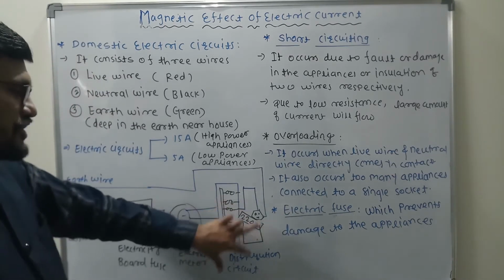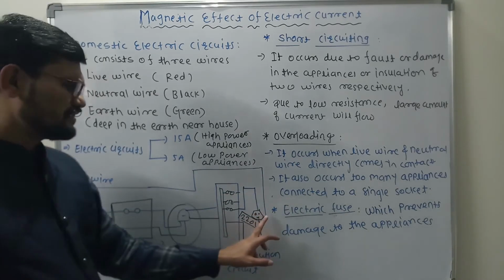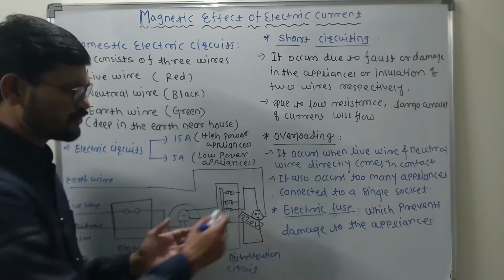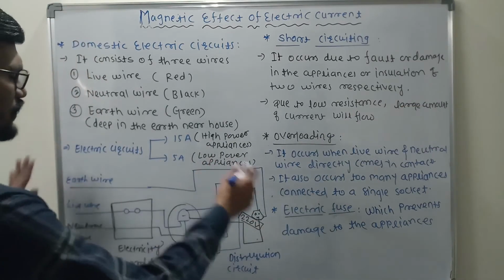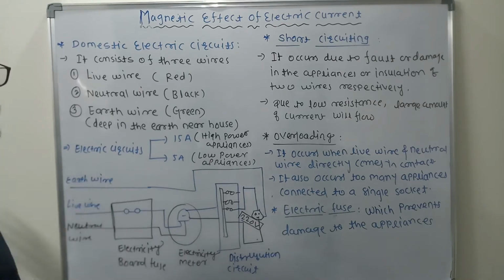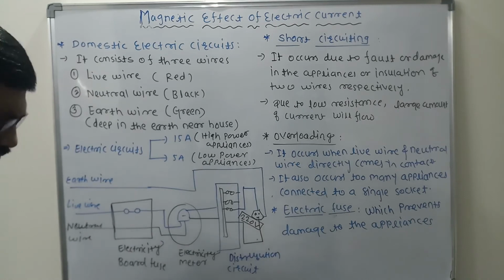So 220 volt potential difference is maintained between the live wire and the neutral wire, isn't it? Some of the sockets are taken so that from them you can connect the required devices and appliances. So this is what in general is called the connections in the domestic electric circuit.